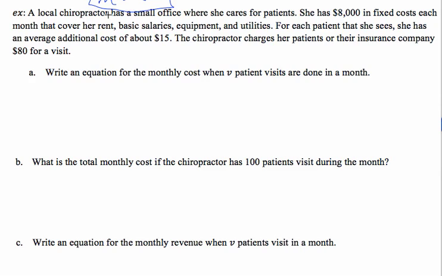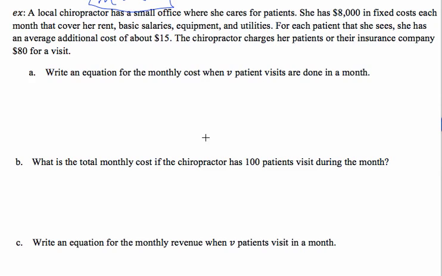So a local chiropractor has a small office where she cares for patients. She has $8,000 in fixed costs each month that cover her rent, basic salaries, equipment, and utilities. For each patient that she sees, she has an average additional cost of about $15. The chiropractor charges her patients or their insurance company $80 for a visit. So write an equation for the monthly cost when patient visits are done in a month.